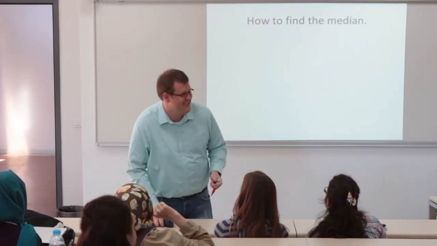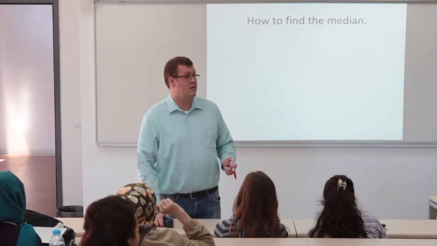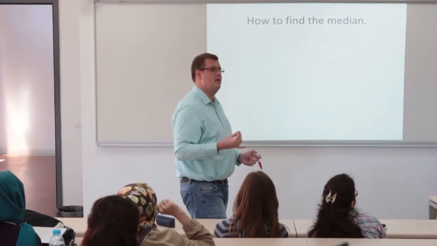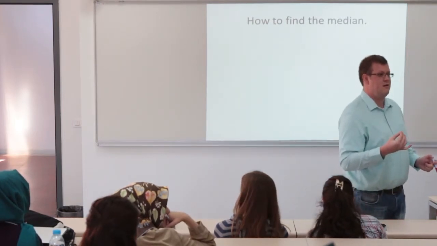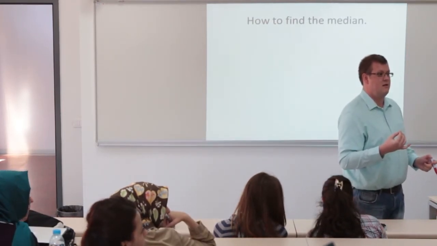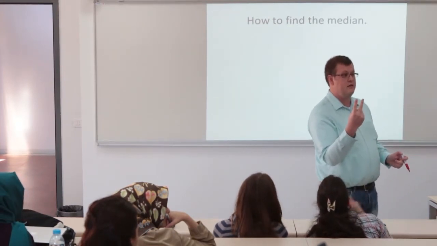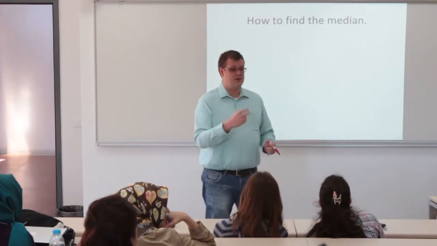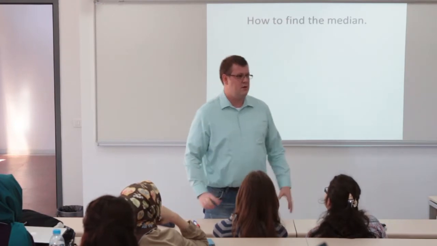For example, say 5, 10, 15, 20. Now with these 4 numbers, you don't have a direct middle number. If you have 25, then 15 will be the middle. But now we have 2 middle numbers, 10 and 15, so you have to find the mean of these 2. If we have 5 values, we take the middle one.